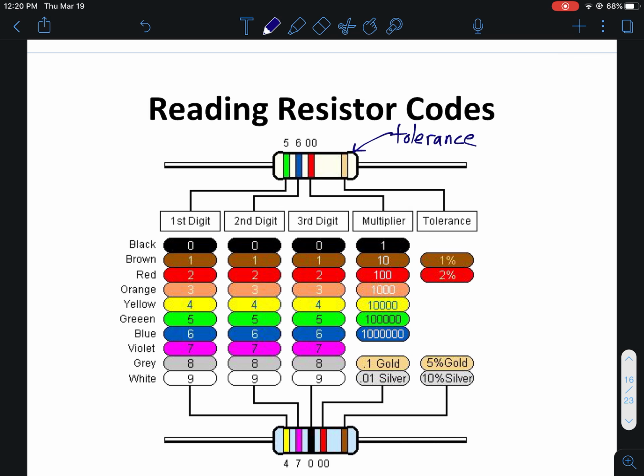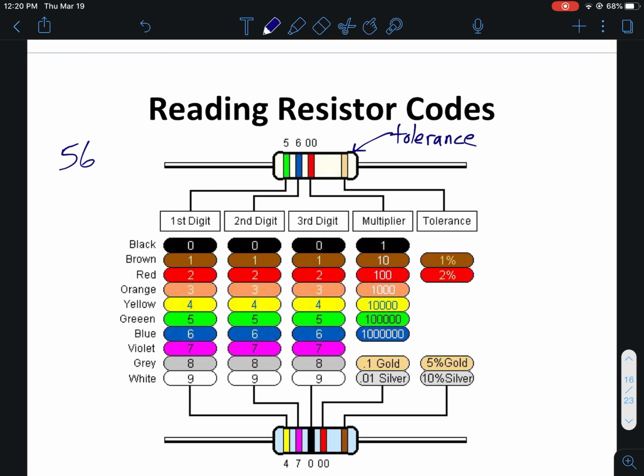The last colored band is always going to be the multiplier. It tells you what to multiply the first 2 or 3 digits by. I know it's kind of confusing, but if you look, our first color is this guy. That green indicates a 5. Our second color is that blue, which indicates a 6. So right now we have 56. And if that was all that was there, you'd have a 56 ohm resistor.